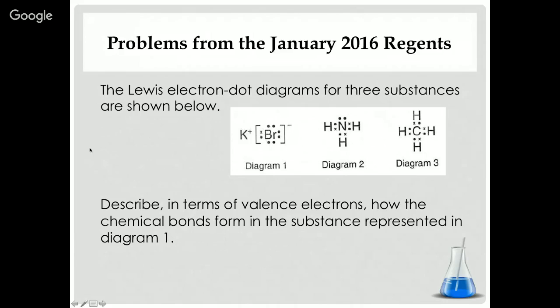So the first one says, the Lewis electron dot diagrams for 3 substances are shown below: diagram 1, 2, and 3. Describe, in terms of valence electrons, how the chemical bonds form in the substance represented in diagram 1. So they're only talking about diagram 1 on this question. And again, in terms of valence electrons, how the chemical bonds form. I'll give you a moment to think about that, and then we'll go over the answer.